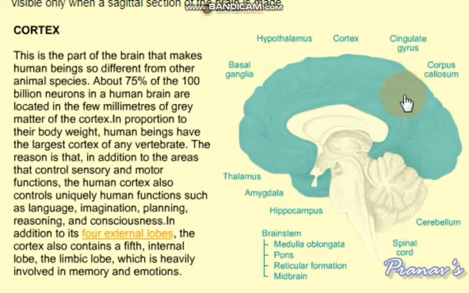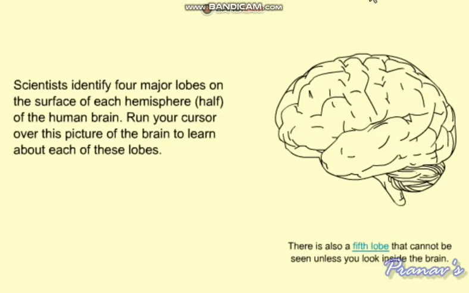I think you are curious to know about four external lobes. Let's discuss about the four external lobes. Scientists identify four major lobes on the surface of each hemisphere of the human brain.